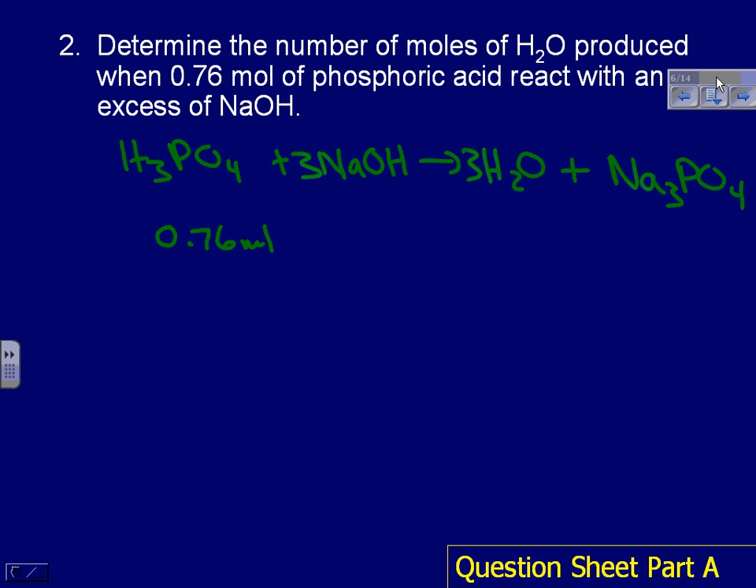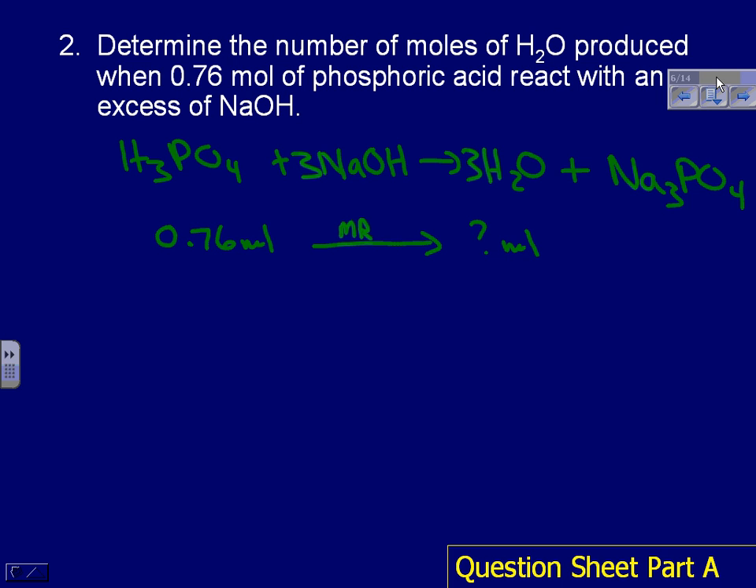Michaela, where does the question mark go? Under the water. Question mark. Moles. What do we call the conversion factor that goes from moles to moles? The mole ratio. Where do I get the mole ratio? The coefficients of the balanced chemical equation. We'll get that in a second.